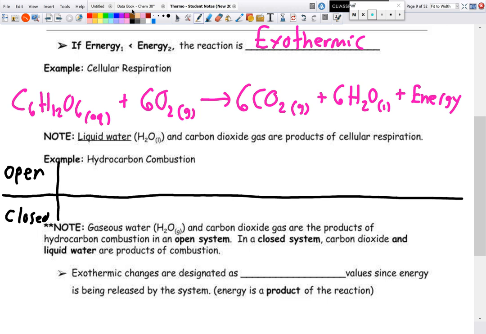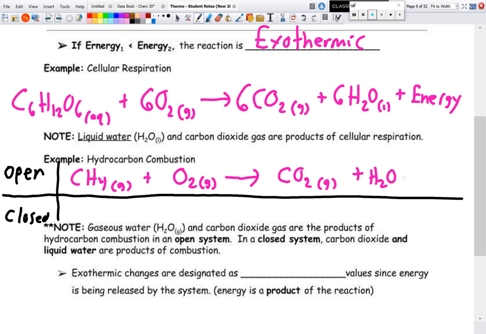So for an open system, I'm just going to take the combustion of methane. So CH4 gas plus, now we know all combustion reactions need to react with oxygen gas. And in an open system, it's going to produce CO2 gas and H2O also a gas in an open system. And then, of course, balance, and combustion reactions, we know it produces energy. So all combustion reactions in an open system are going to have the water as a gas.